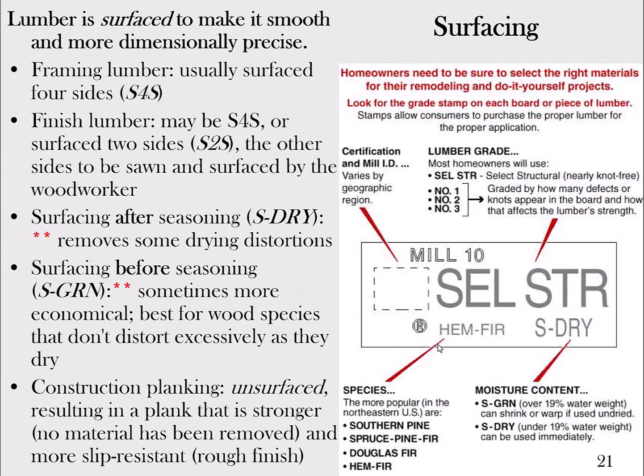Some lumber stamping going on here. Let's look at this. When we talk about S4S, you see the first bullet. You see the lumber is surfaced to make it smooth and more dimensionally precise. Okay, that's a pretty good description. Framing lumber is usually surfaced on all four sides. So you take a 2x4.